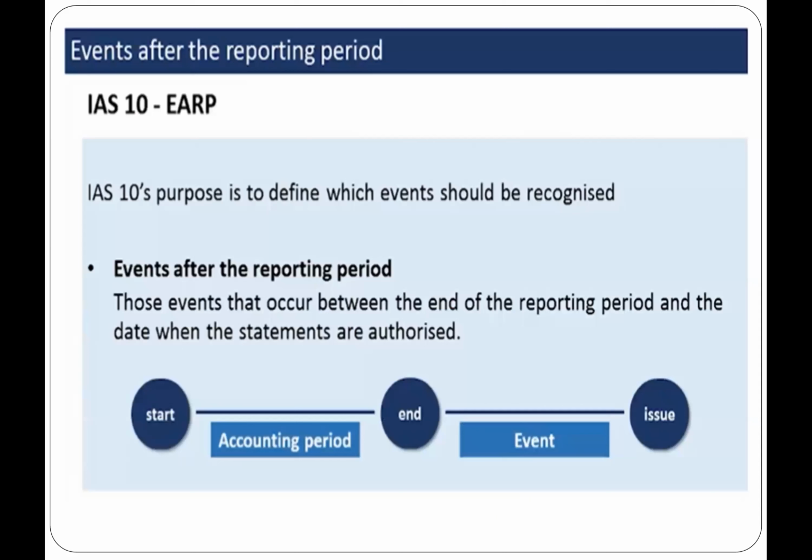So basically, when we are talking about IAS 10, which is events after reporting period, its purpose is to define which events should be recognized in our financial statements. Let's say, for example, our year begins on 1 January and ends on 31 December. So let's say we are looking at 2022. Our accounting period is 1 January 2022 to 31 December 2022.